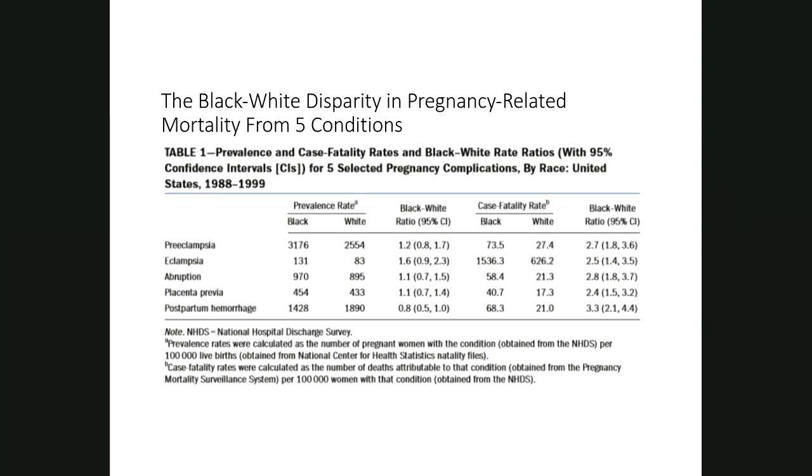And for the 5 conditions that I mentioned, none of the prevalence rates calculated for each condition was statistically significant when comparing Black and white women, but the case fatality rates for all 5 conditions were significantly higher among Black women compared to white women. Black women had case fatality rates that were 2 to 3 times greater than white women. This study demonstrates that Black women had these higher case fatality rates in conditions even with similar underlying rates of the conditions compared to white women.